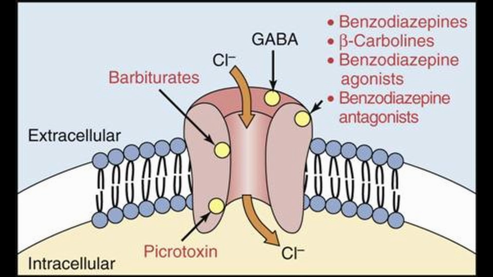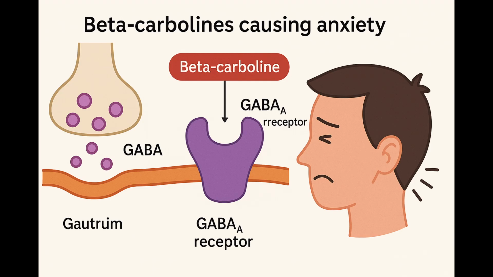But when coming to the beta-carbolines, they act as an inverse agonist at GABA A receptors. This means they don't just block the GABA, they actually do the opposite. That is like decreasing the inhibitory signals, increasing the brain excitability, and triggering anxiety, restlessness, and even seizures at high doses. So when you hear beta-carbolines cause anxiety, it is because they reverse the calming effects of GABA, making the brain more excitable and anxious.